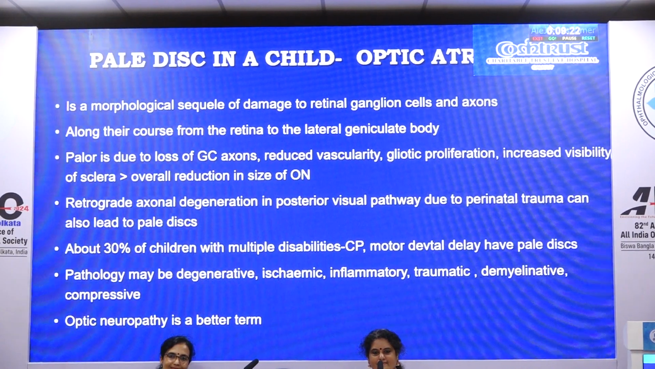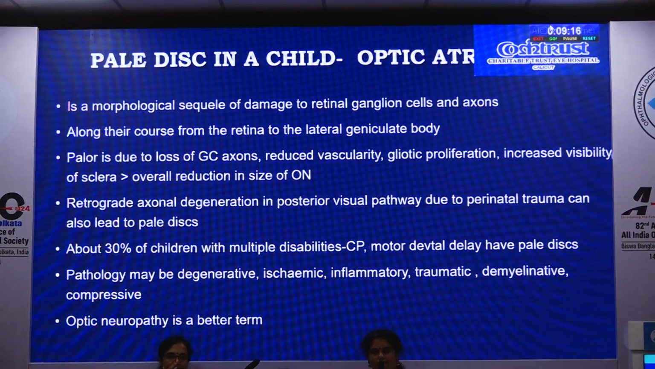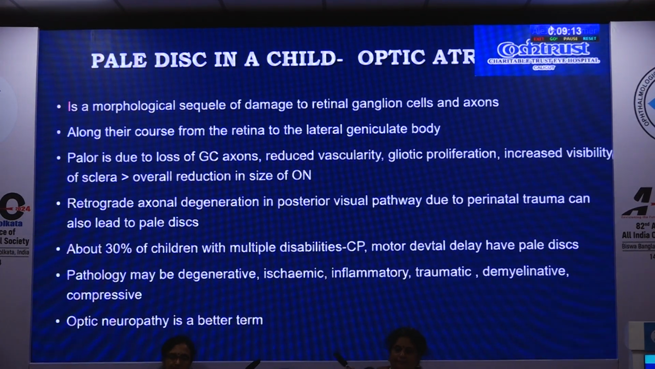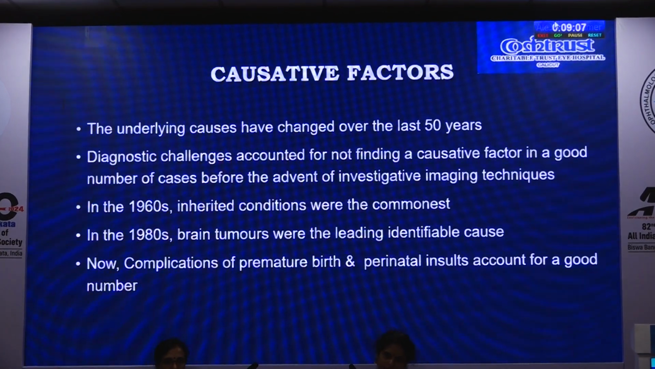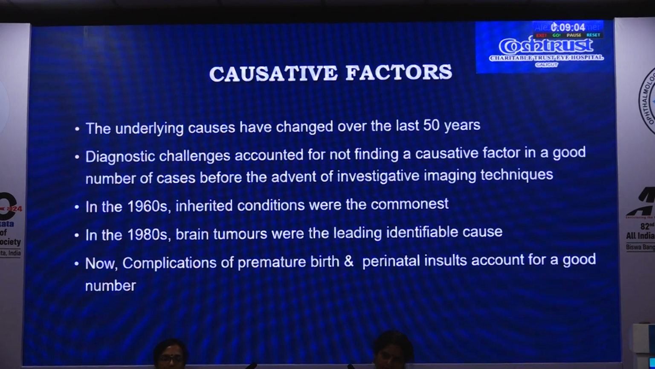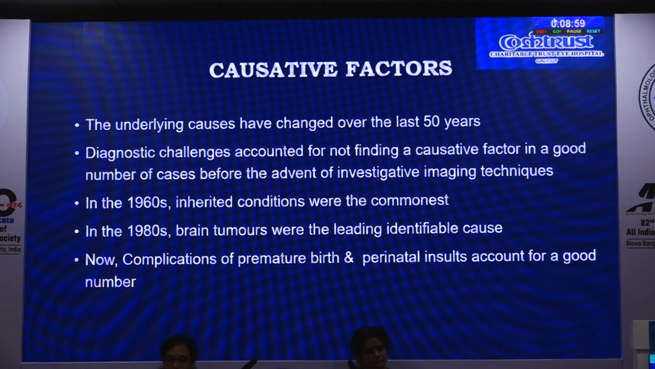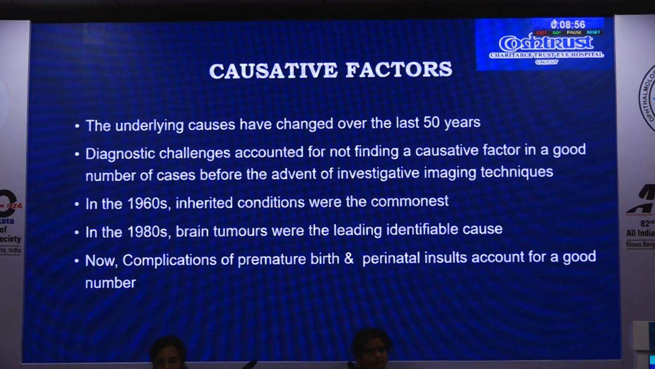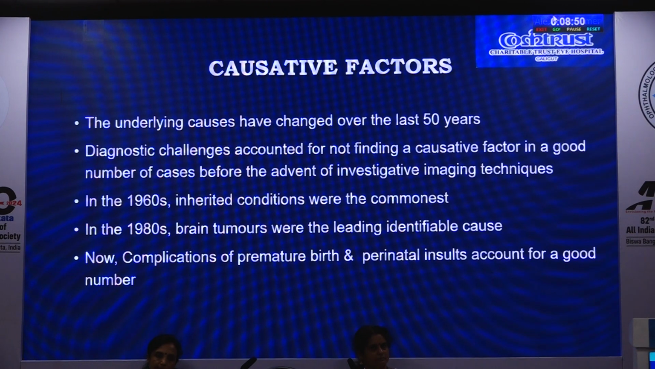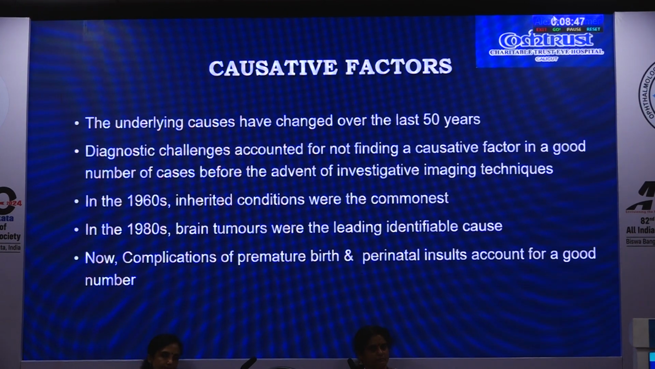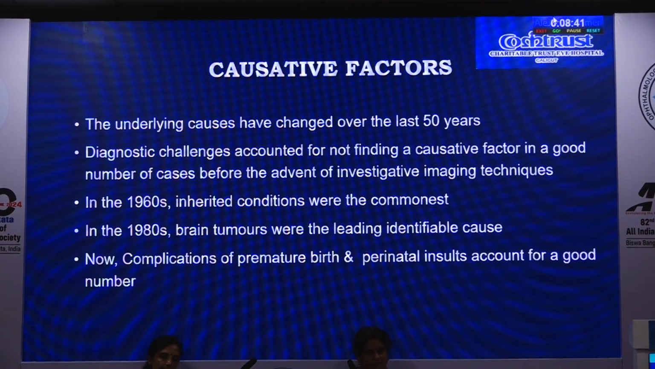About 30% of children with multiple disabilities like CP and motor developmental delay have pale discs. The pathology may be degenerative, ischemic, inflammatory, traumatic, demyelinative or compressive. Optic neuropathy is a better term than atrophy. The causative factors have changed over the last 50 years. Diagnostic challenges accounted for not finding a causative factor in a good number of cases before the advent of investigative imaging modalities. In the 60s, inherited conditions were considered the commonest. In the 80s, brain tumors, and now complications of premature birth and perinatal insults account for a good number of these cases.